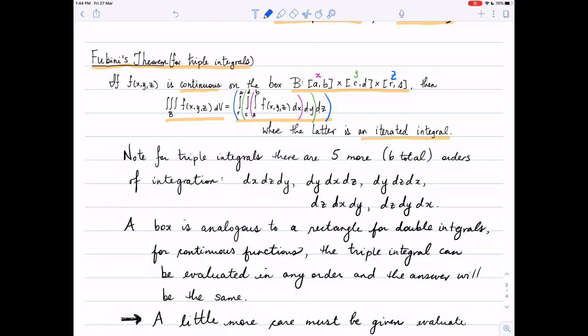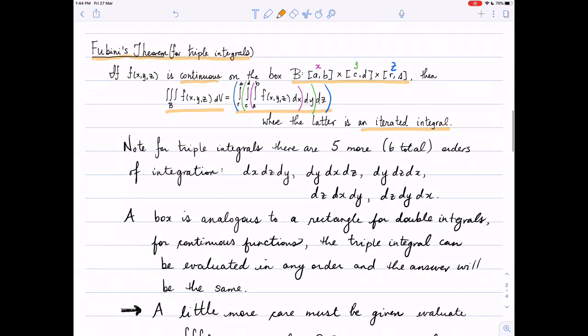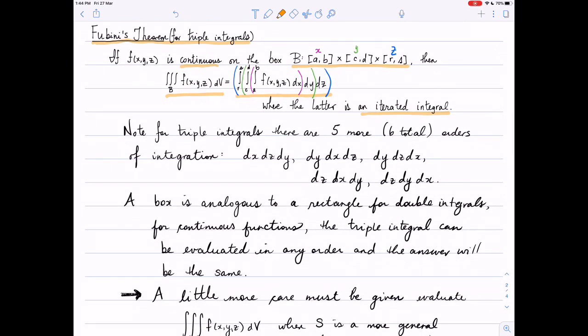And so there's something a little more complicated about triple integrals. When you add another variable, there are 6 total orders of integration. So I've written one of them here, dx, dy, dz. Well, it could be dx, dz, dy, or dy, dx, dz, and so on. There are 6 different possible orders of integration when we're talking about a box.